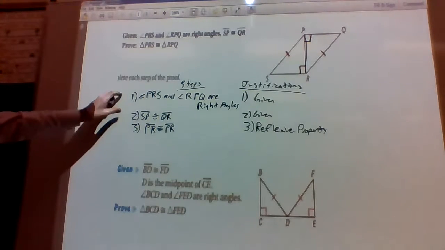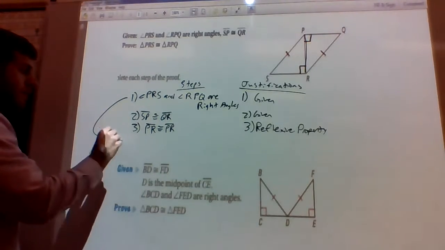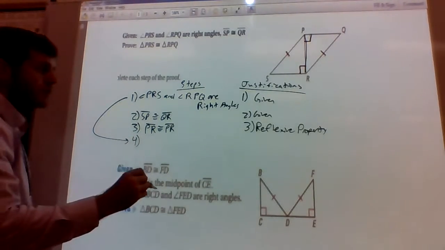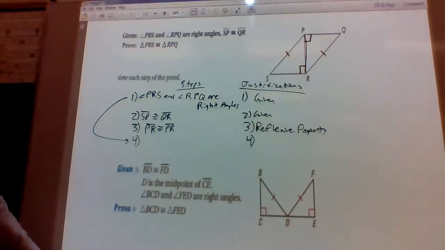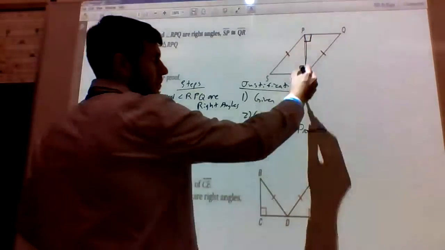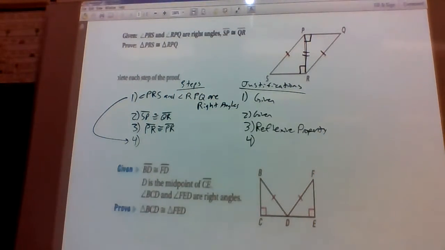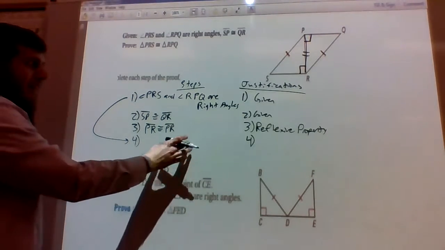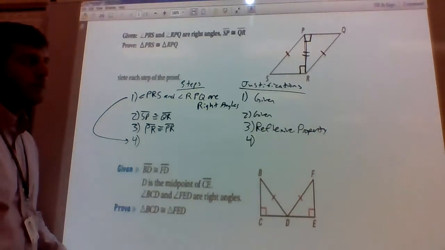So step 1, write the given. Step 2, look for shared sides or vertical angles. Step 3 is use our givens. In our normal process, when we are given 2 right angles, we use the right angle theorem to say that right angles are congruent. Okay, here's our PR is congruent to PR. So we would say that since we have right angles, and we know by the right angle theorem that right angles are congruent, angle PRS is congruent to angle RPQ.